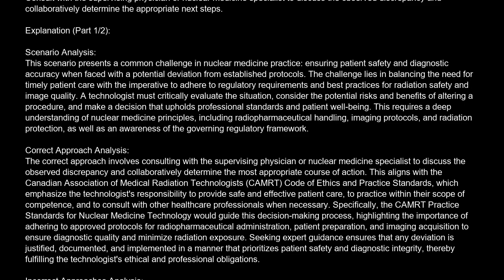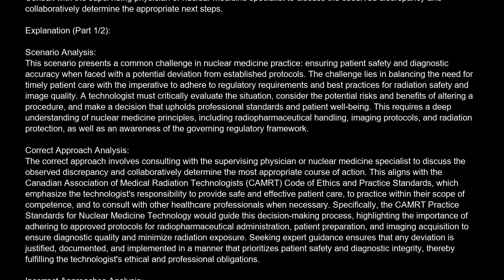This requires a deep understanding of nuclear medicine principles, including radiopharmaceutical handling, imaging protocols, and radiation protection, as well as an awareness of the governing regulatory framework. Correct approach analysis. The correct approach involves consulting with the supervising physician or nuclear medicine specialist to discuss the observed discrepancy and collaboratively determine the most appropriate course of action.